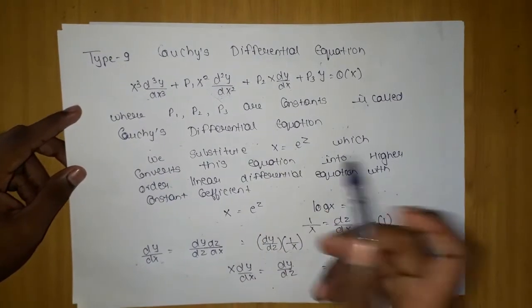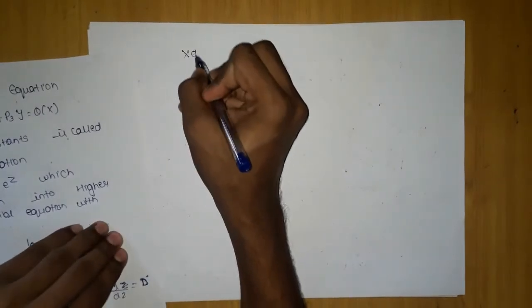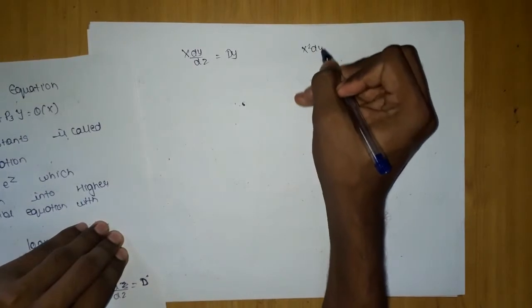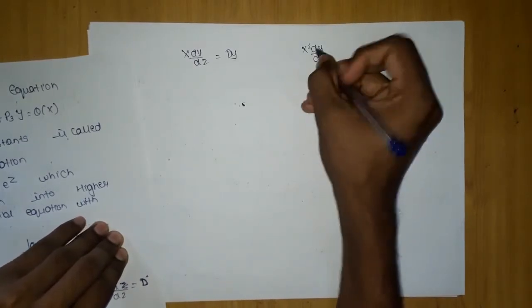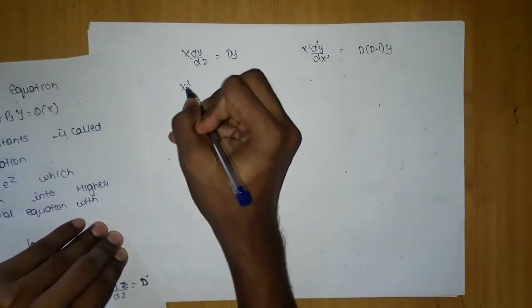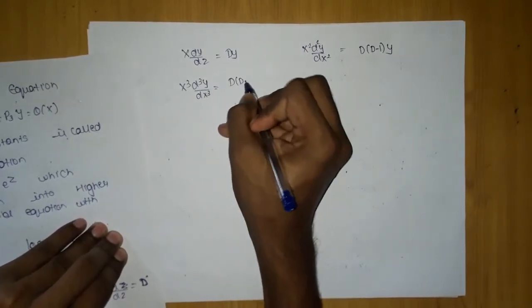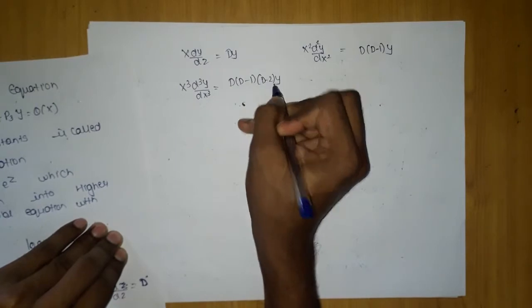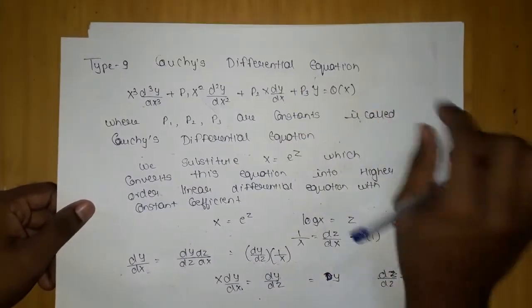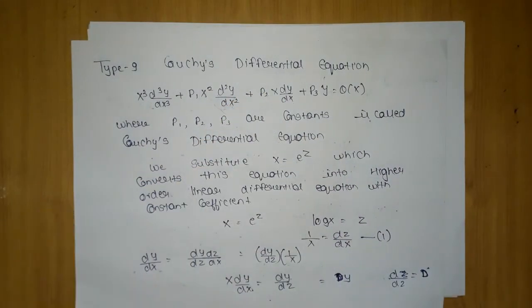How? We will substitute x equals e to the power z, where we got the value of x dy by dx as Dy. We got the value of x square d square y by dx square as D into D minus 1 into y. We got x cube d cube y by dx cube as nothing but D into D minus 1 into D minus 2. So we got what to substitute, and so we can convert this into a higher order differential equation with constant coefficients. That was our main task.